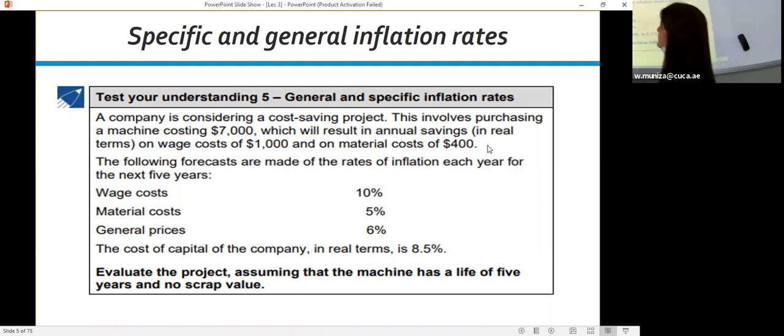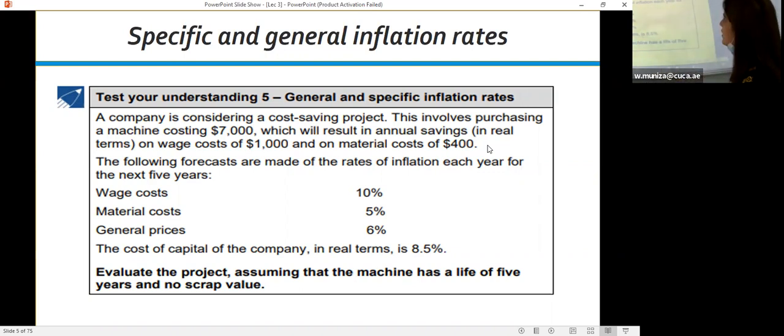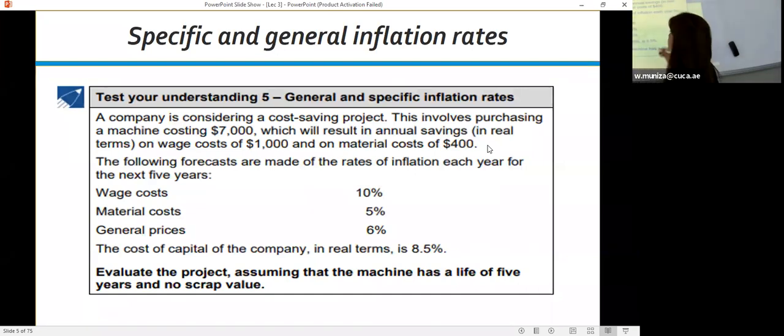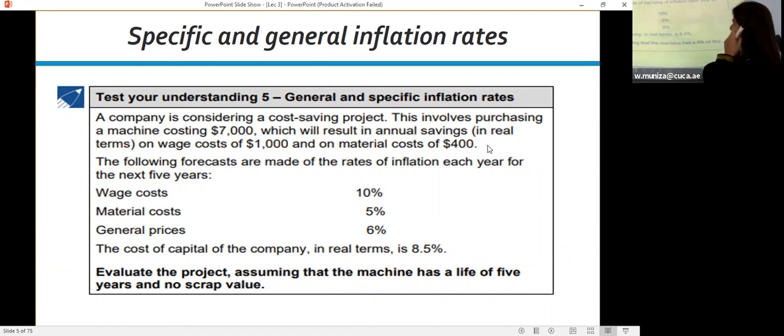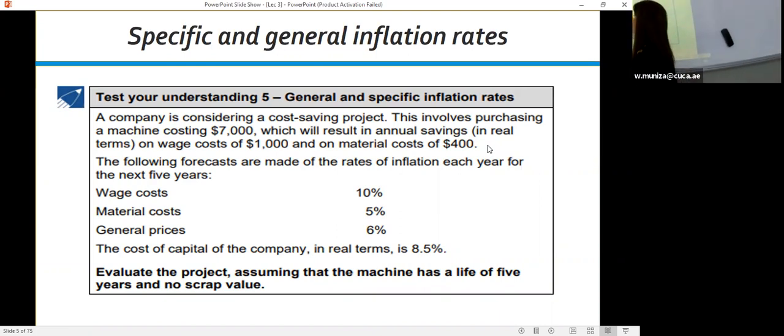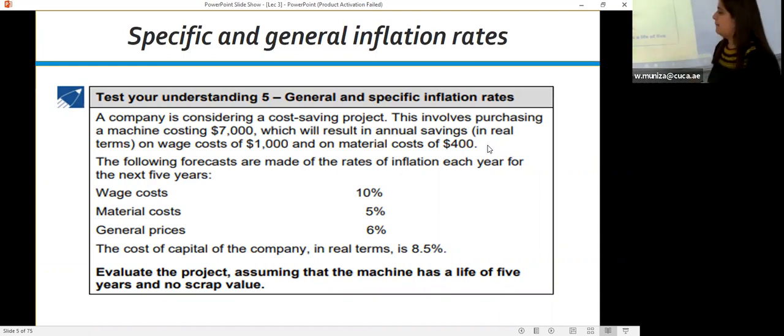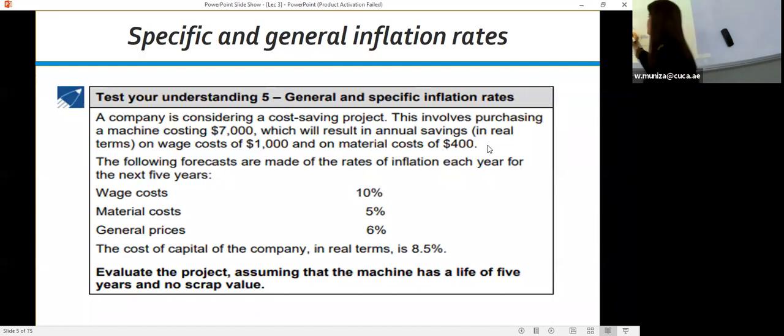Let's read the scenario. A company is considering a cost-saving project. This involves purchasing a machine costing 7,000. So the initial investment is 7,000, which will result in annual savings in real terms. Look, they have mentioned the annual savings are in real terms, on wages cost of $1,000 and a material cost of $400. The following forecasts are made of the real rate of inflation each year for the next 5 years. So for wages, materials, and general prices, we have different rates of inflation. The cost of capital of the company in real terms is 8.5%.